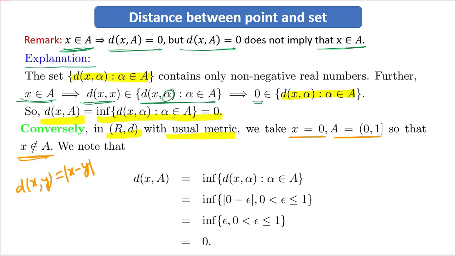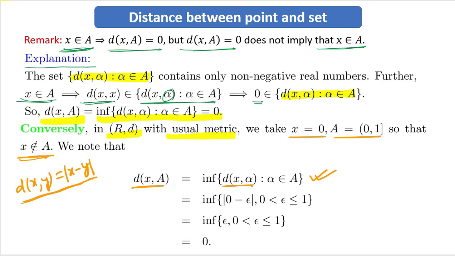Now let us see what is d(x, A). By definition, d(x, A) is the infimum of d(x, alpha), where alpha belongs to A. But how can you write this d(x, alpha)? You know the metric d(x, y) is equal to modulus of x minus y. So d(x, alpha) can be written as modulus of x minus alpha. But x is 0, so this is modulus of 0 minus alpha, where alpha is any element of A.